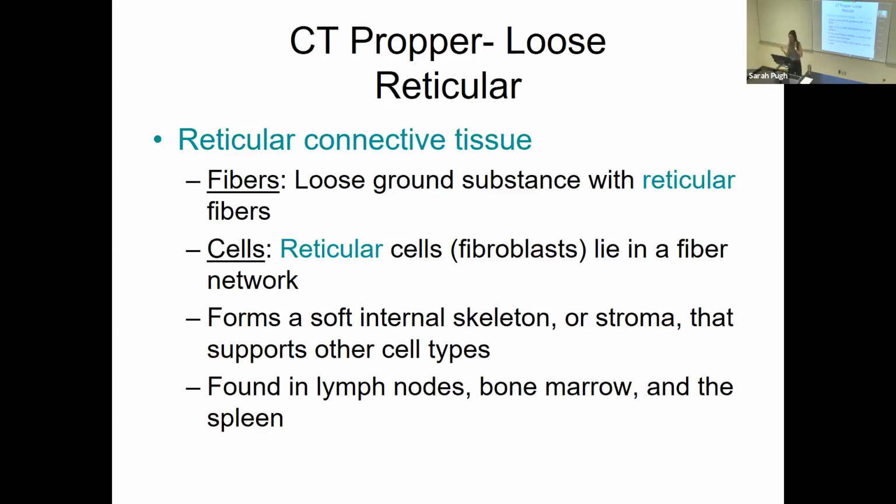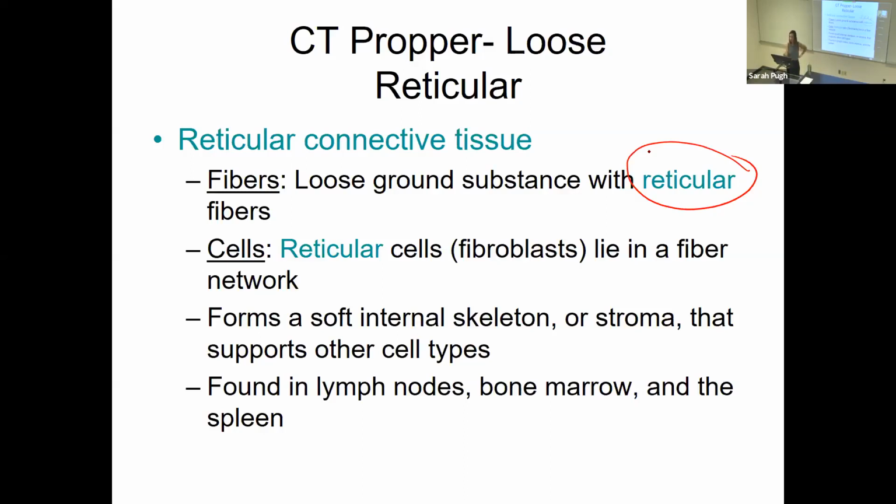All right, so reticular connective tissue gets its name because of the type of fiber that we have. Remember we have collagen, elastic, and reticular fibers. So this one gets its name because it has a lot of reticular fibers. These are fibers that are similar to collagen fibers. Remember, collagen are the ones that are stronger than steel. So these are kind of similar to collagen fibers. They're a little more delicate. They're not quite as tough as collagen.